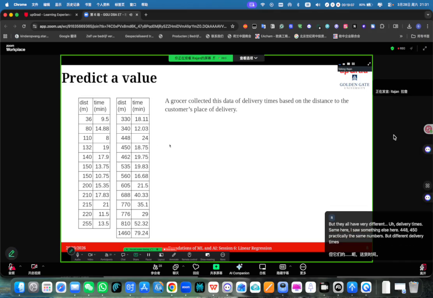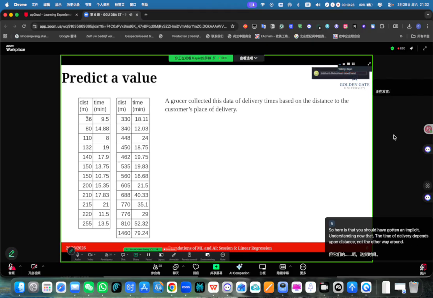So this tells us another very important aspect. You should have gotten an implicit understanding now that the time of delivery depends upon distance, not the other way around, right?